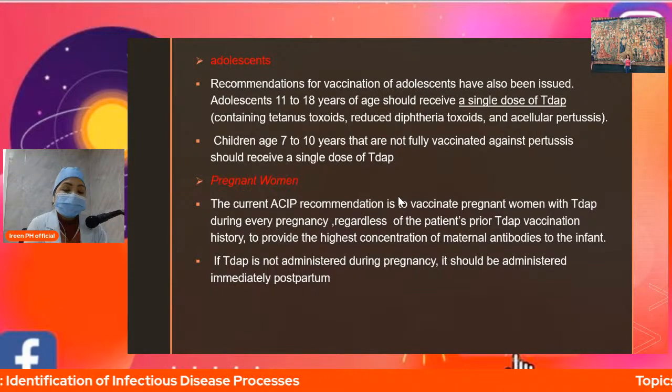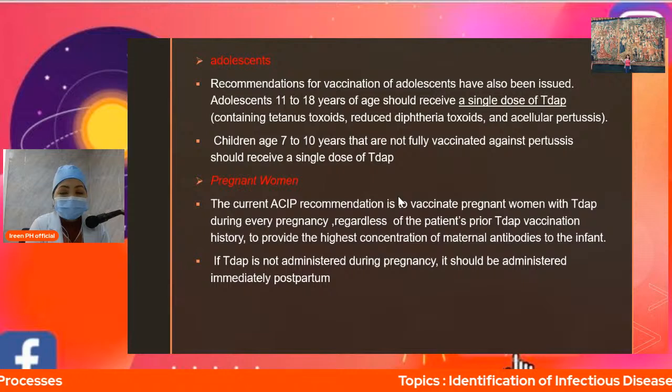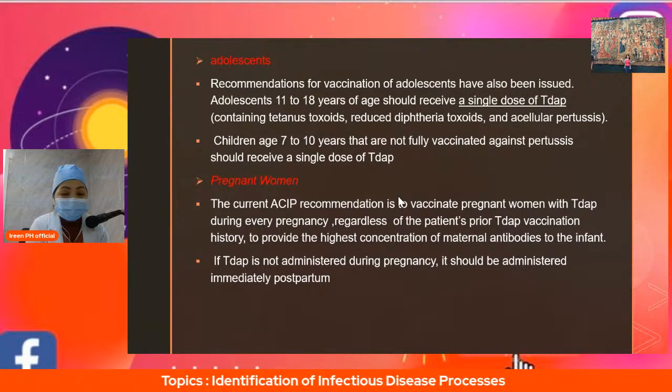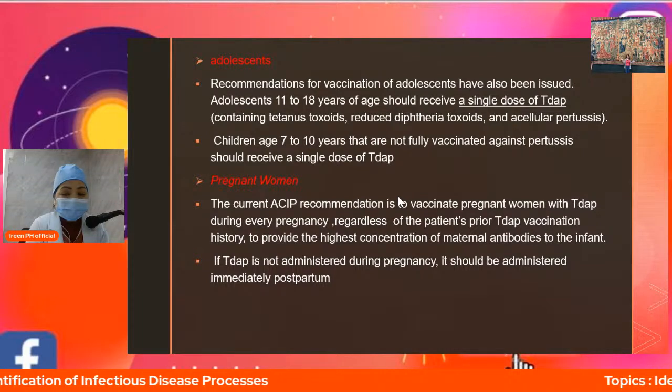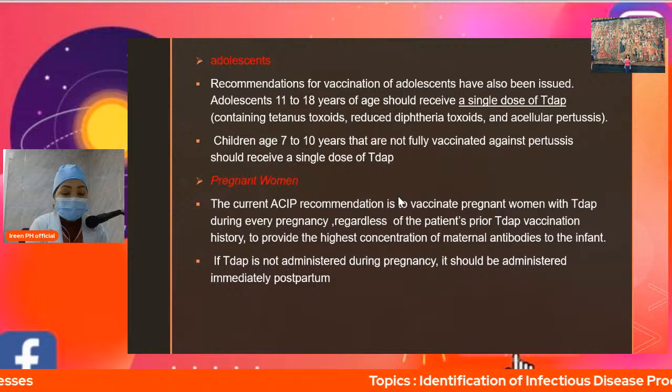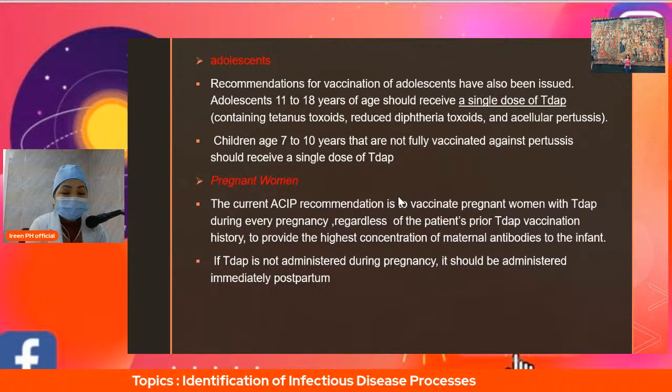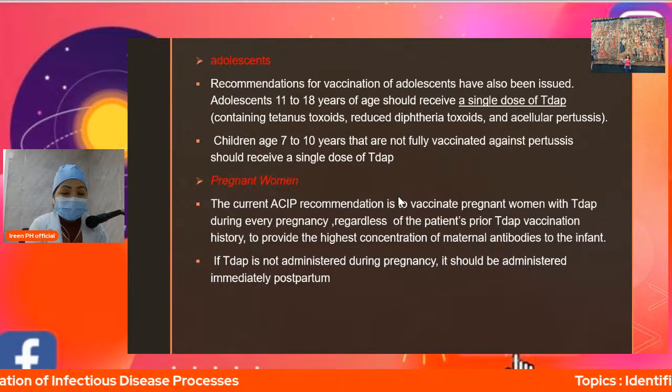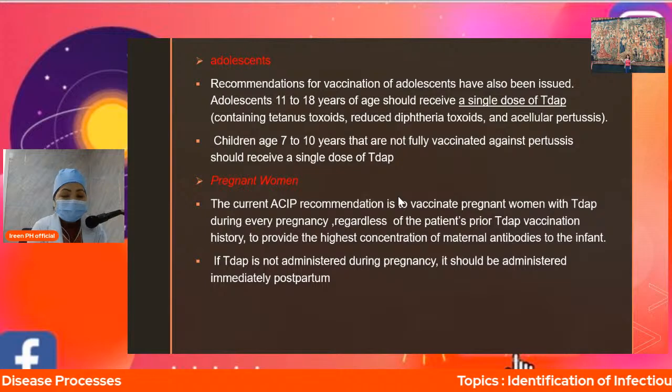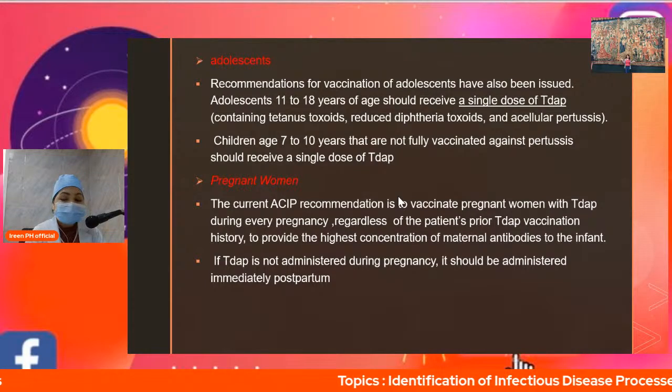In pregnant women, the current recommendation is to vaccinate with Tdap during every pregnancy, regardless of the patient's prior Tdap vaccination history, to provide the highest concentration of maternal antibodies to the infant. If Tdap is not administered during pregnancy, it should be administered immediately postpartum.